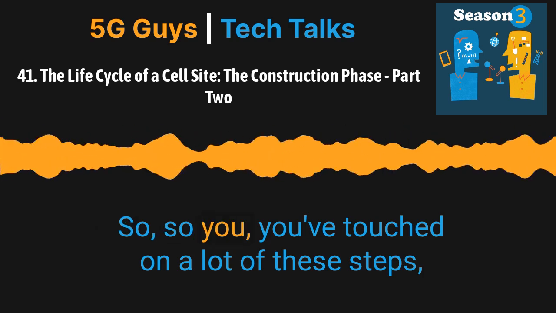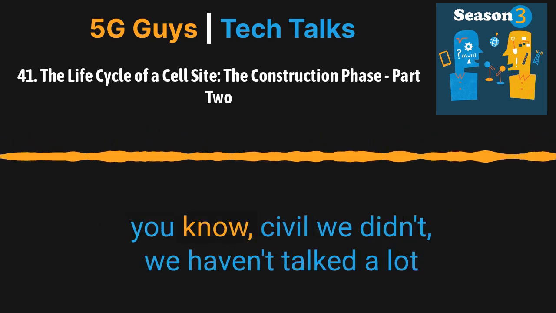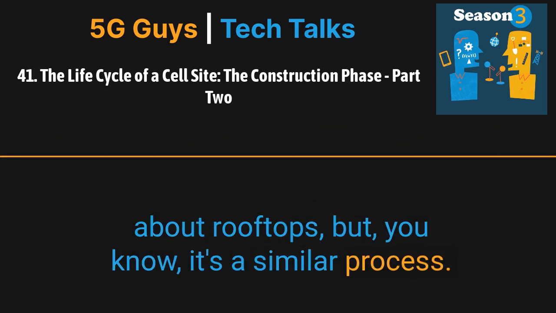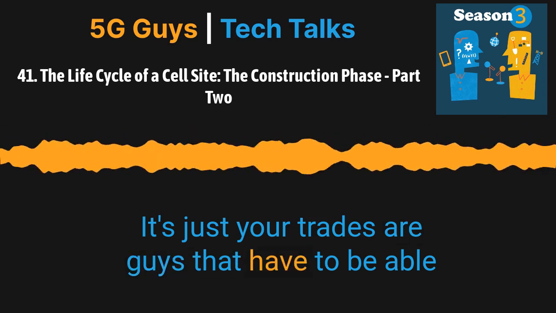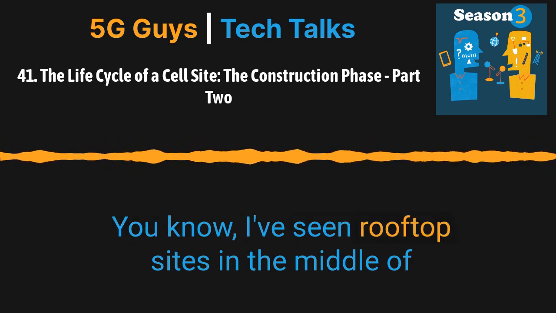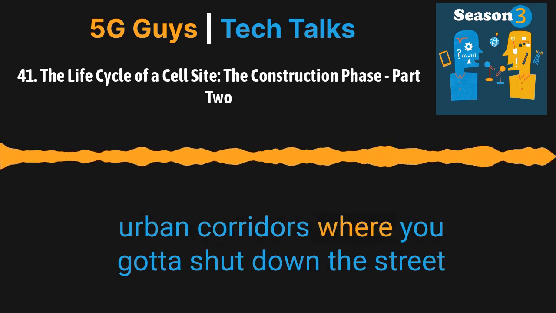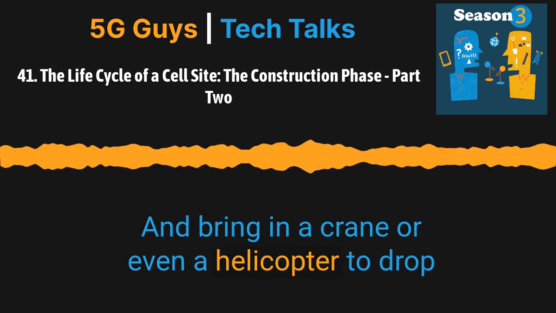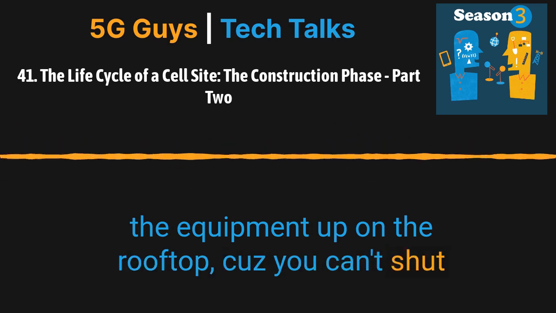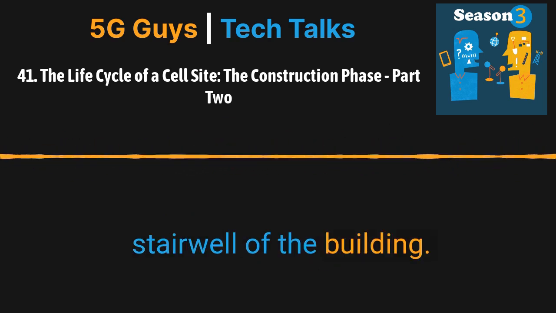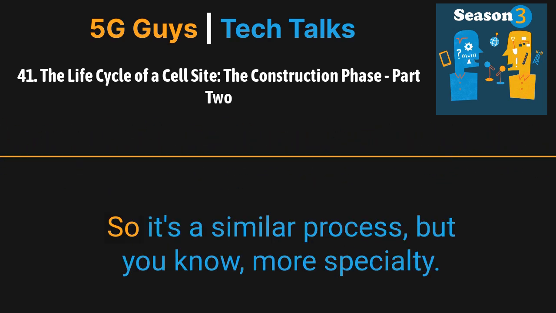Got it. So you've touched on a lot of these steps, civil. We haven't talked a lot about rooftops, but it's a similar process. It's just your trades are guys that have to be able to work up on the roof versus climb a tower. I've seen rooftop sites in the middle of urban corridors where you've got to shut down the street on a Sunday morning and bring in a crane or even a helicopter to drop the equipment up on the rooftop, because you're not taking that equipment up the stairwell of the building, right? So it's a similar process, but more specialty.